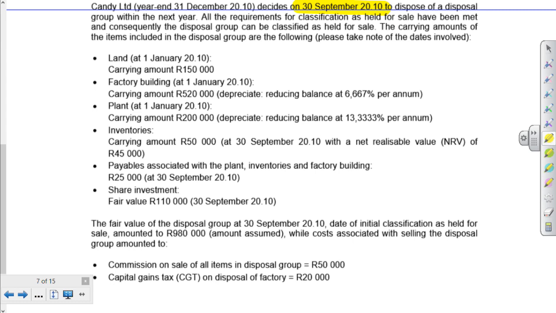Do you agree? Plant. Carrying amount at beginning of year. I need to depreciate plant for 9 months. Inventories. Carrying amount of 50. At 30 September, the net realizable value was 45. Inventories are carried at the lower of cost or net realizable value, isn't it? So inventories, I'm going to put in at 45, which is net realizable value at that date. Payables of 25 and a share investment that had a fair value of 110. So do you agree? Those are my lists of assets. You're going to do a calculation.